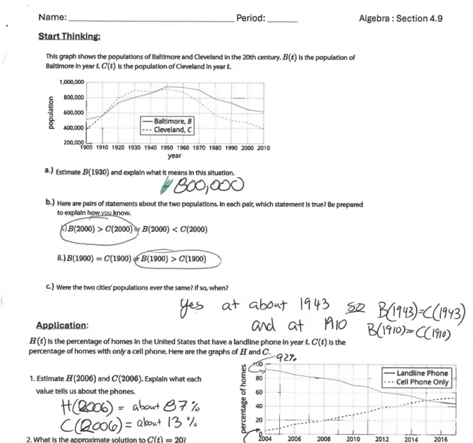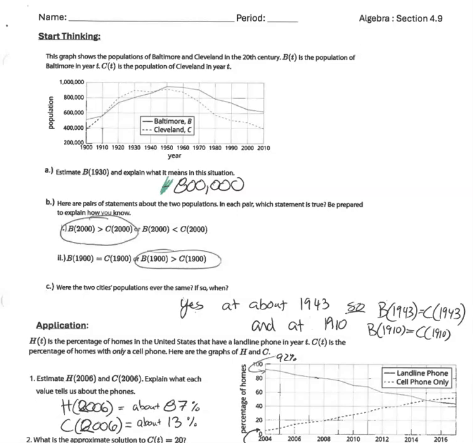This is talking about the population of Baltimore and Cleveland in the 20th century. You have B of t being the population of Baltimore and C of t being the population of Cleveland. The first part says estimate B of 1930. So what is that talking about? That is talking about what the population of Baltimore is going to be in 1930. If you go to your graph for the input of 1930 and go up, you will see it is about 800,000. So in 1930, the population would be 800,000.